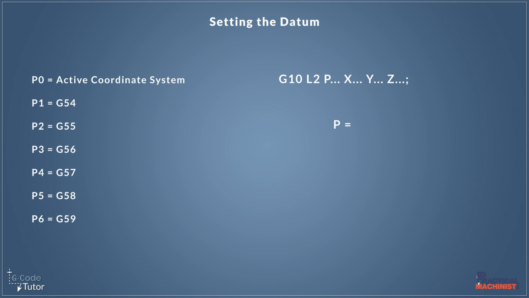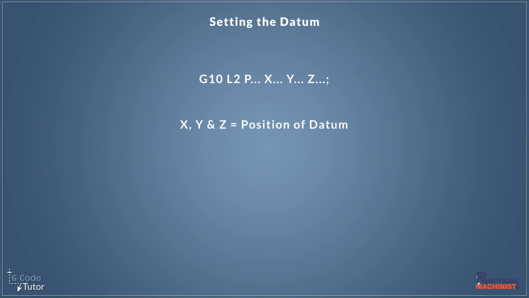If we change this value to P1, this is our G54, and P2, G55. And this goes right down to P6 for our G59. So this is how we pass the information into certain datums. This P value here tells the machine which datum we are passing the following information into. And that following information is defined by an X, Y, and Z value. Or if we have more axes than just three, we can add that information here also.